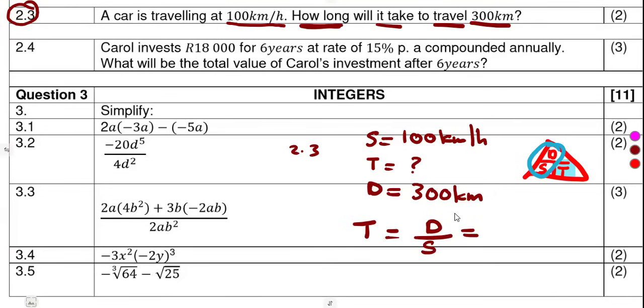What is our distance? We have it, 300. And what is our speed? That is 100. We know that if we are given kilometers, this must be kilometers per hour so that our time is in hours. As we divide, this gives us 3, which is 3 hours, just like that. So these are the typical questions that you might be given.